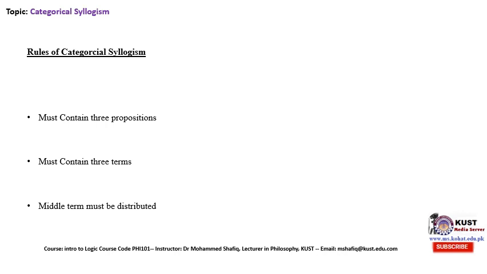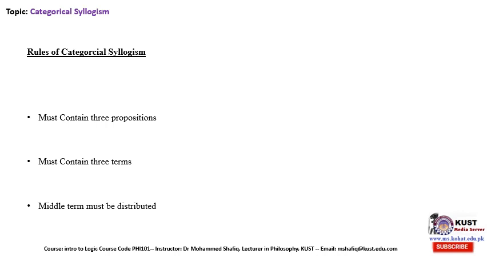The third rule of categorical syllogism is that the middle term must be distributed. Now, what does it mean? The middle term must be distributed at least once in the premises. By this we mean that the whole of the middle term must be referred to in one premise at least. It serves as a link between the two extremes, the major term and the minor term.